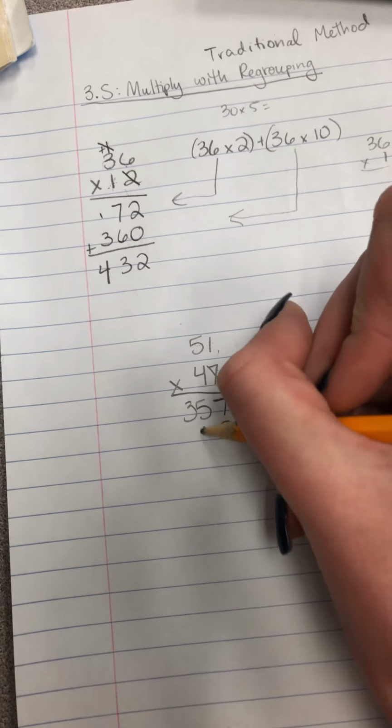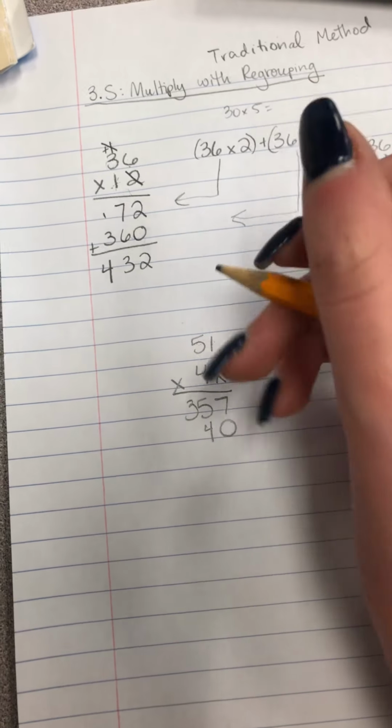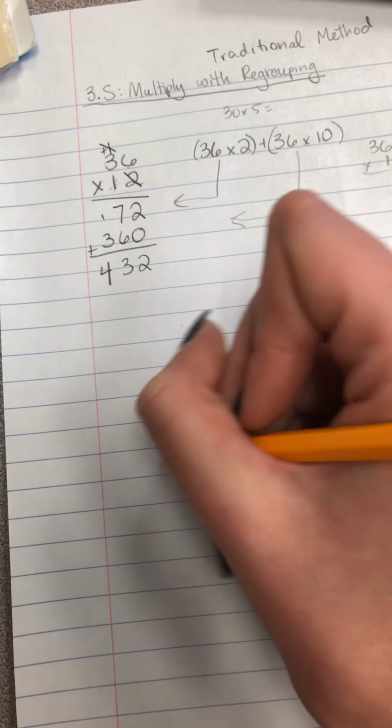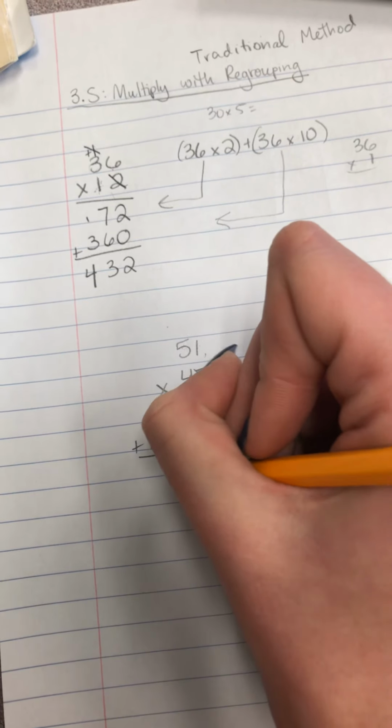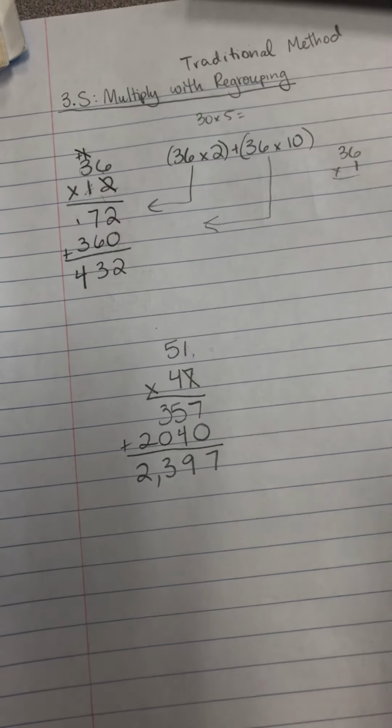4 times 1 is 4. 5 times 4 is 20. I add all these up. 7, 9, 3. My answer is 2,397.